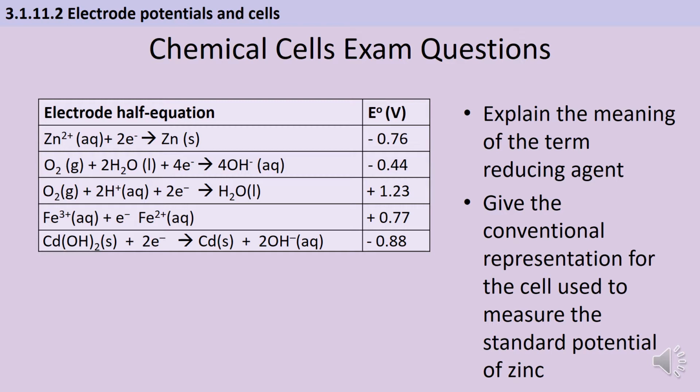So pause this one quickly and just make sure that you can define what we mean by a reducing agent and write the conventional representation for this cell.